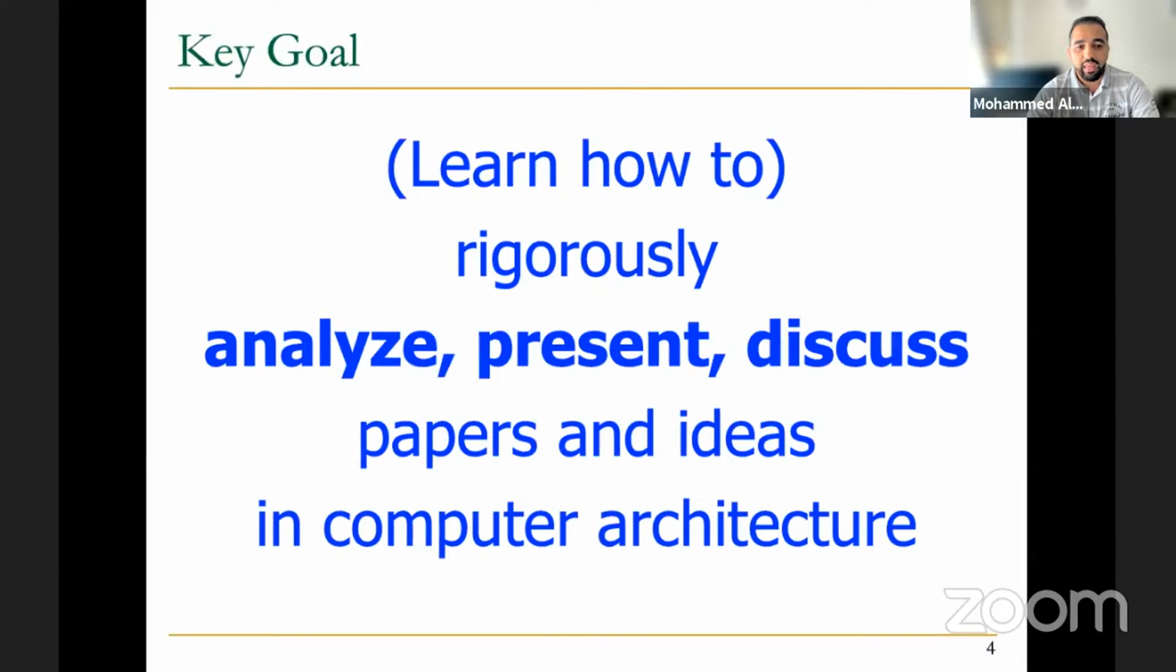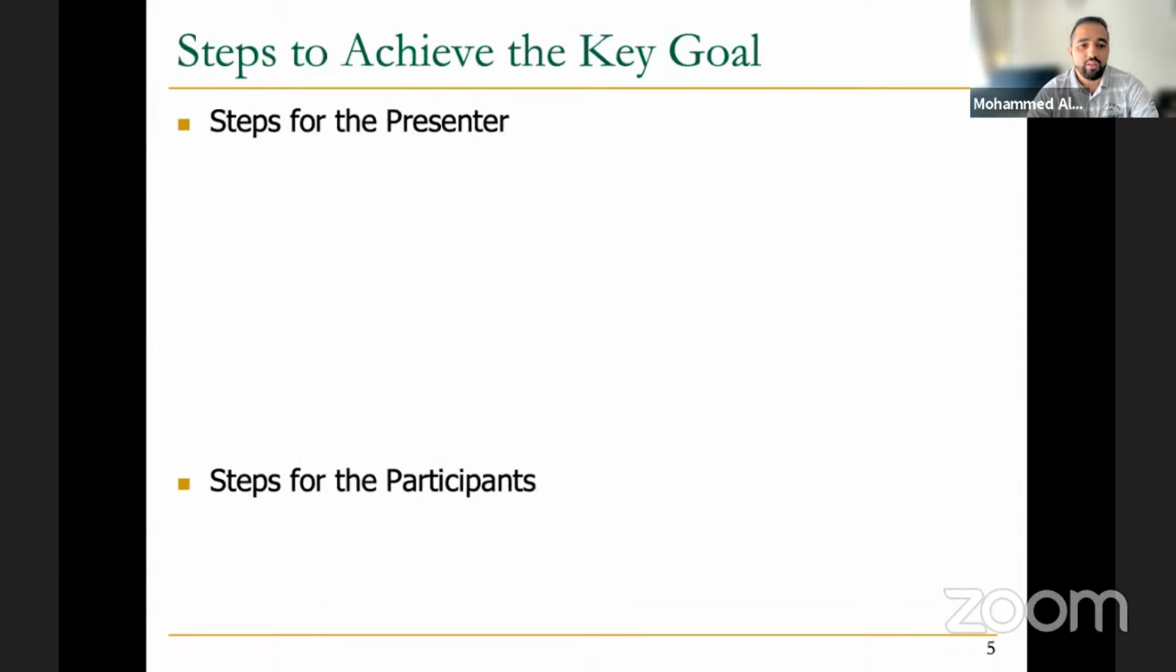All right, so the key goal of this course is to learn how to rigorously analyze, present, discuss papers and ideas in computer architecture. As I mentioned, we will assign papers to you so that you can read it first and then analyze it critically, then present it and discuss it with your colleague in the classroom. So steps to achieve the key goal. We have steps for the presenter and steps for the participants. So as a student in this course, you will be for one day as a presenter and for the other days as a participant, where your colleague will present other papers.